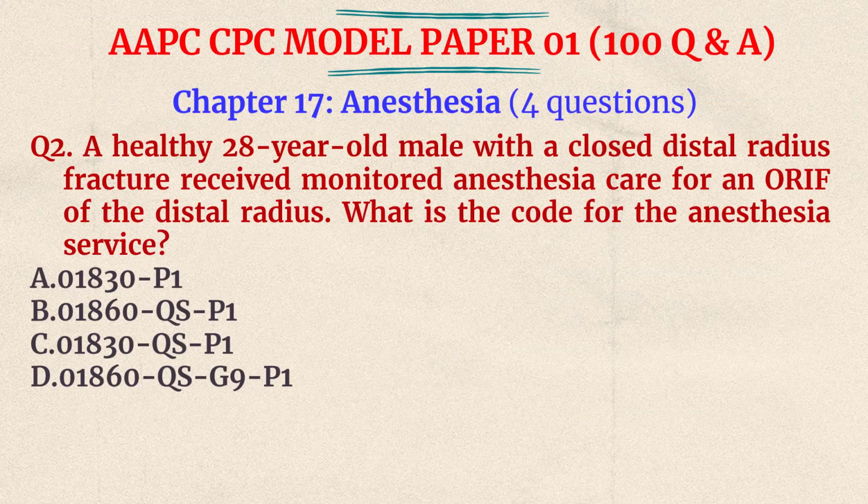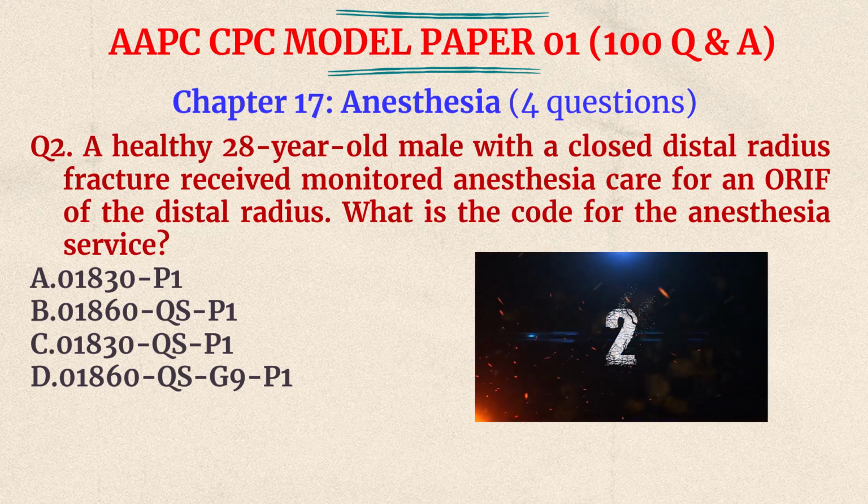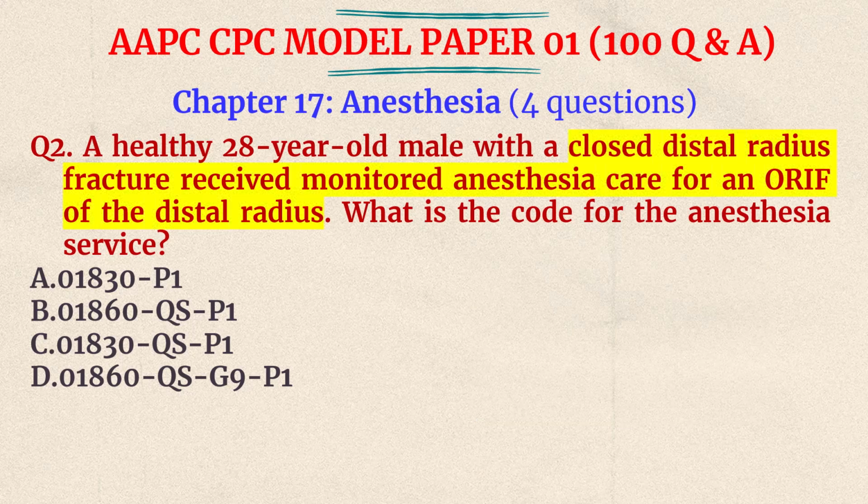Question number 2. A healthy 28-year-old male with a closed distal radius fracture received monitored anesthesia care for an ORIF of the distal radius. What is the code for the anesthesia service? So there are 4 codes available with anesthesia modifiers and HCPCS modifiers. So please pause the video, take your CPT and HCPCS code books and find the answer. 3, 2, 1. Okay, here you have to highlight this is a closed distal radius fracture, received monitored anesthesia care for an ORIF of the distal radius.